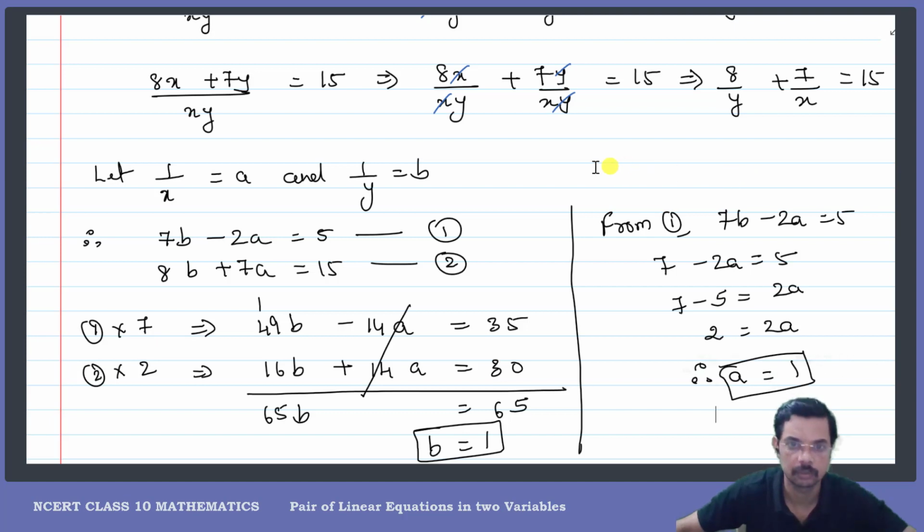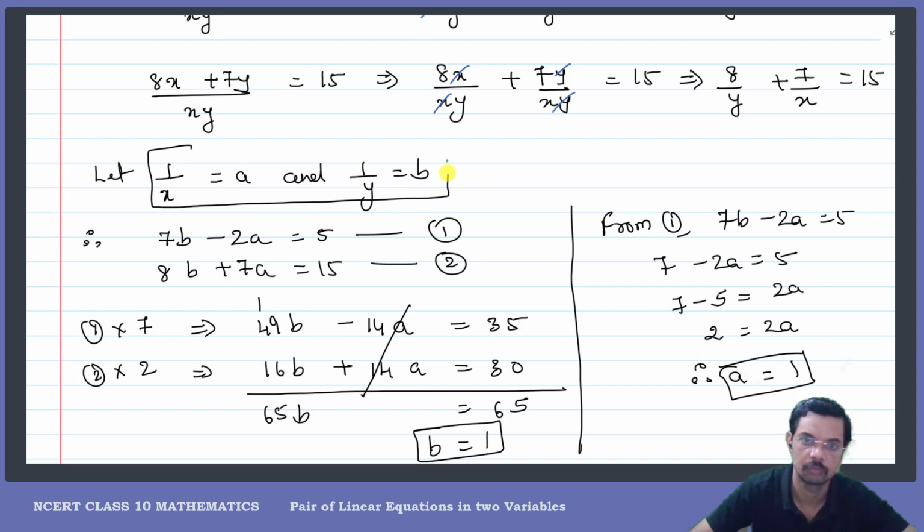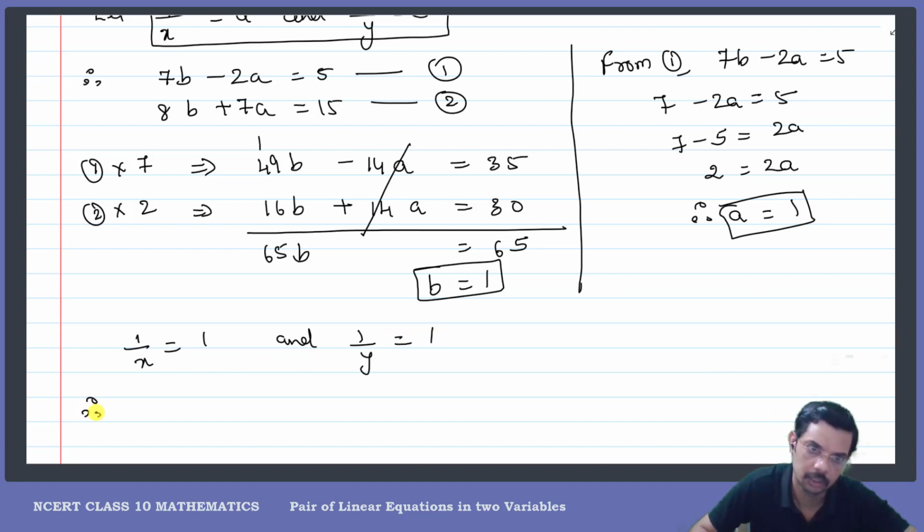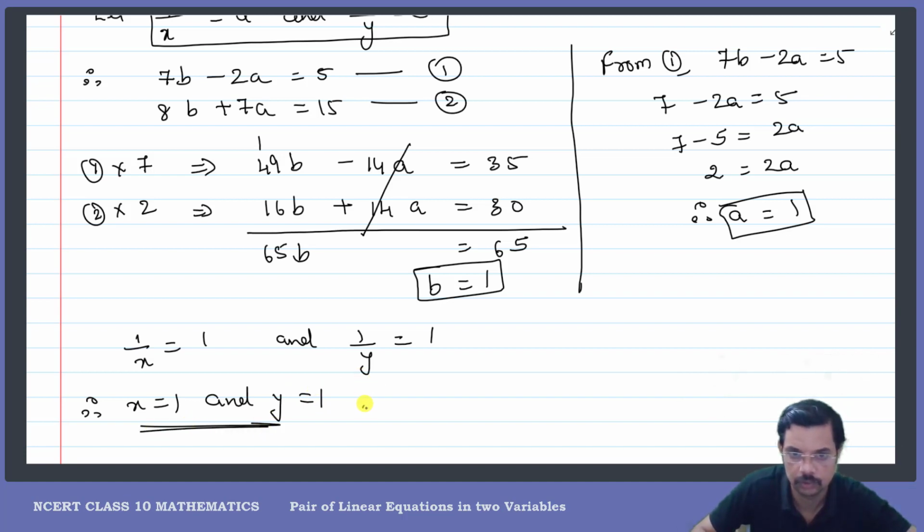Now come back to the question. Our assumption was 1 by x equal to a and 1 by y equal to b. So what is a? a is 1 and b is also 1. So 1 by x will be equal to a, which is 1. And 1 by y also equal to b, which is 1. So what I am getting, x equal to 1 and y equal to 1. Is that clear? That is the solution.